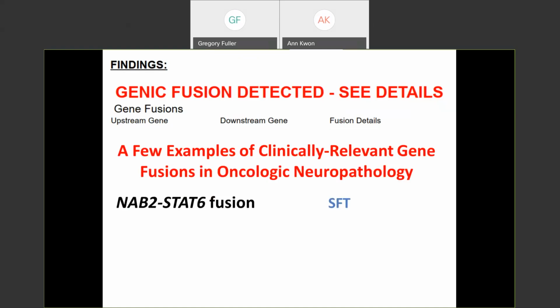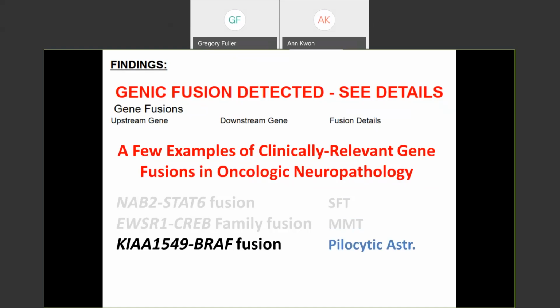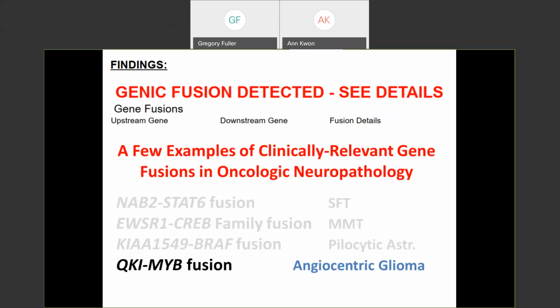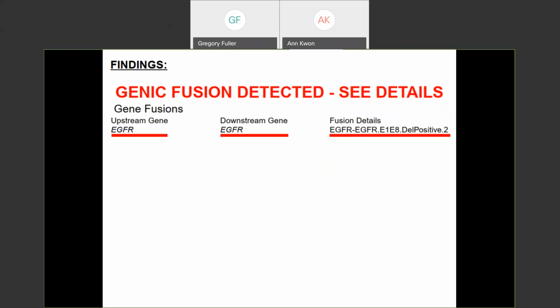NAB2-STAT6 fusion in solitary fibrous tumor. EWSR1-CREB family fusion in intracranial CNS myxoid mesenchymal tumor. KIAA1549-BRAF fusion in pilocytic astrocytoma. QKI-MYB fusion in angiocentric glioma. FGFR-TACC fusion in diffuse glioma, and extraventricular neurocytoma also shows a high incidence of recurrent, which means commonly occurring, FGFR-TACC fusion. Okay, well, let's look at our case.